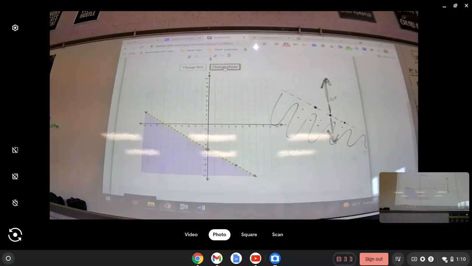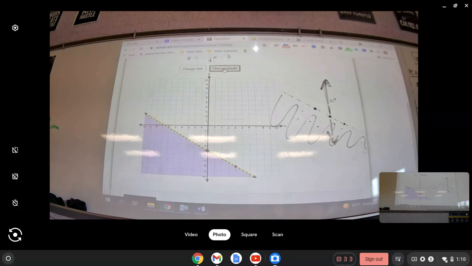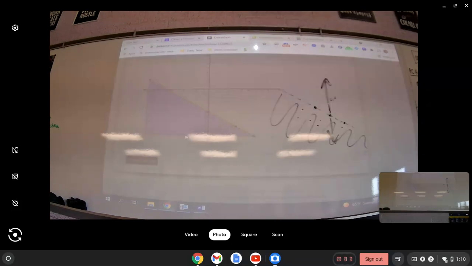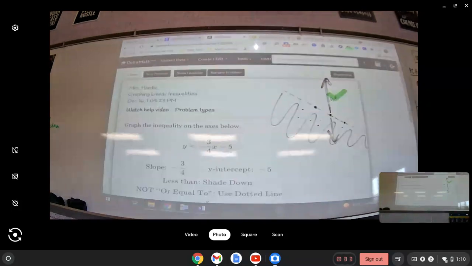Is that the side we wanted it on? Yes. Leave it. Don't hit it. If it wasn't, hit it again. And then you're like, oh, no, that wasn't. Okay. Then just keep hitting the change shade until you're happy. And you're done. And then you go down to your submit answer and get your green check. Super easy. I just like you guys seeing that before you have to do it on your own.